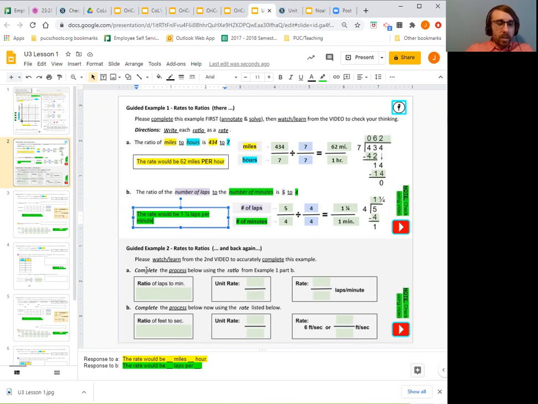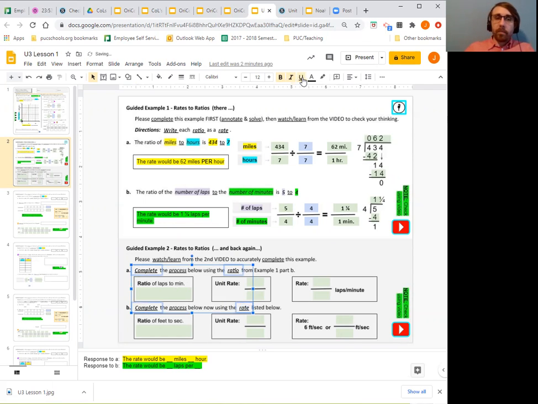So to begin with, let's annotate. Complete is a keyword. It's telling us to do something. Ratio is a keyword. It represents a comparison of two numbers. Complete again, and rate, which is the comparison of two numbers, but the second number is always a 1. So all of those should be underlined. You can click the underline button once you select them. You can do them one at a time.